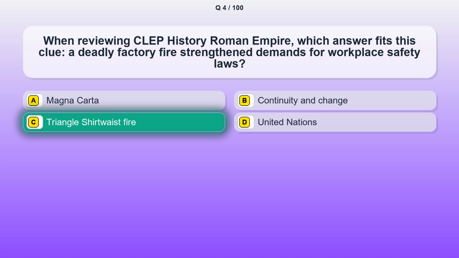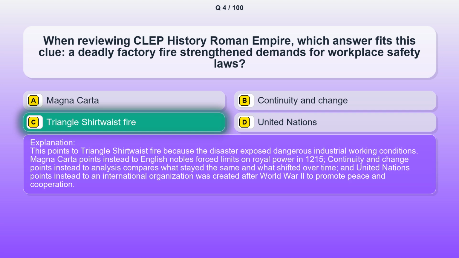The correct answer is option C. Triangle Shirtwaist Fire. This points to Triangle Shirtwaist Fire because the disaster exposed dangerous industrial working conditions. Magna Carta points instead to English nobles forcing limits on royal power in 1215. Continuity and change points instead to analysis comparing what stayed the same and what shifted over time. And United Nations points instead to an international organization created after World War II to promote peace and cooperation.